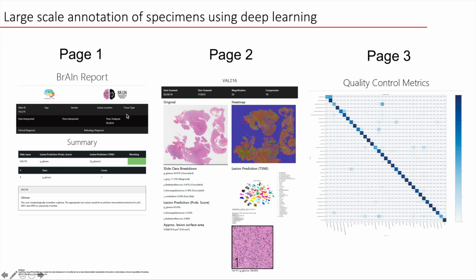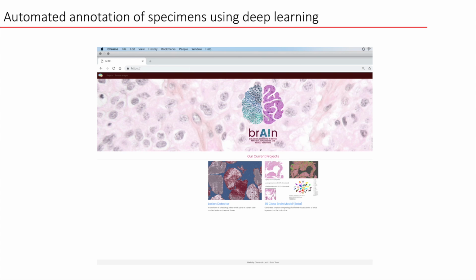Again, you have this second page that shows you where the tumor is, the approximate surface area of the lesion, so you can plan your molecular analyses much better if you know how much tissue you have. And of course there are quality control metrics to try to standardize this over multiple days and multiple different tumor types.